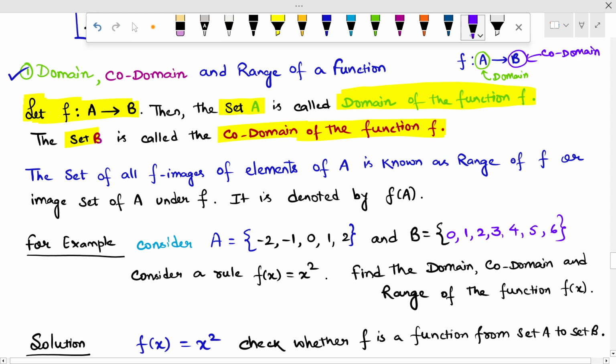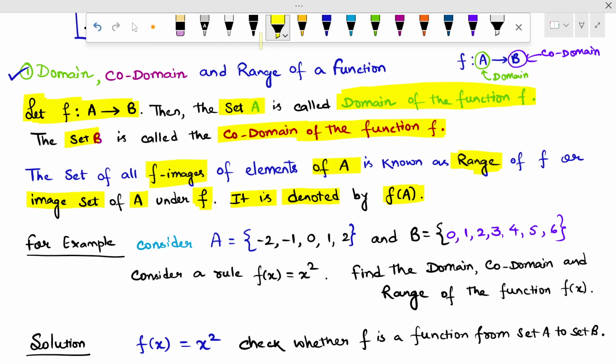Right? Now the concept of range is also here, right? So the set of all f images of A is called the range of f, or the image set of A under the function f. This is also denoted by f of A. Now the concept of range will be clear by an example.